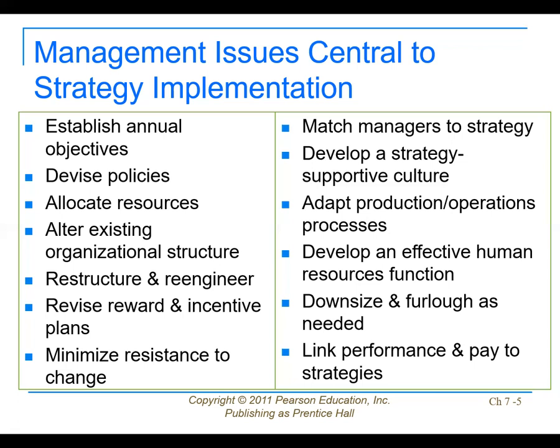Develop effective human resource functions. You need a good team. Adapt production and operation processes. Obviously, you need some good processes again. You go for downsizing or furlough as needed. Link performance and pay to strategies. Performance and pay, it means that it is a reward system.